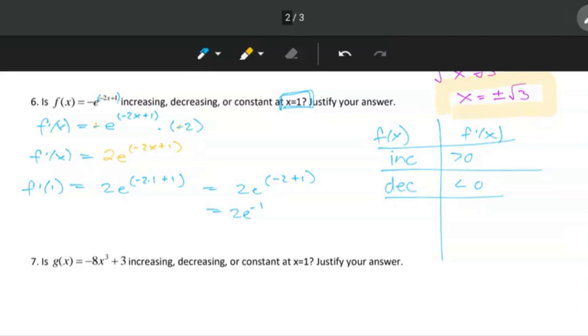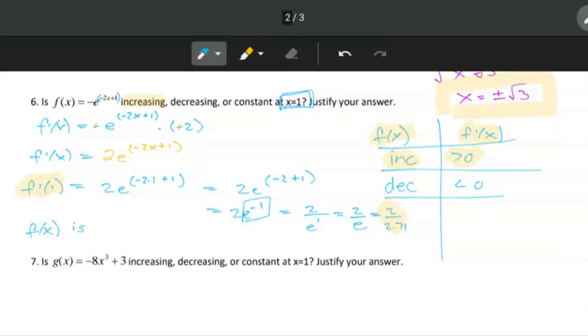And really, we don't like to leave negative exponents in our answer, so that negative exponent is on the e. I'd leave the 2, but I'd bring the e to the first power to the denominator. So really we get 2 over e. That is a positive number. Think about e as the number 2.71. That's about 2 over 2.71. Whatever number that is, it's a positive number. So since our derivative is positive, that means our original function is increasing. So increasing is the answer.